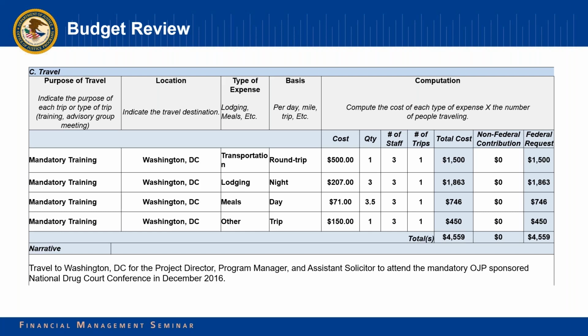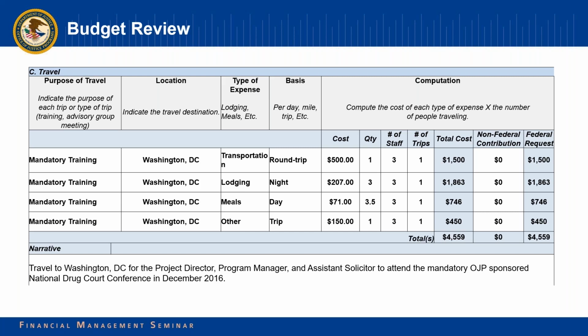So in the narrative, again, as both me and James mentioned, this is kind of a short narrative. I would like to see a little bit more than that in a narrative. You want to tell us why you are traveling and who's traveling. You may need to explain some of your costs. For example, for this particular travel category, there's something budgeted under other, $150 for 3 people. I would need to know a breakdown of what that other is. So you would need to explain that a little bit further.